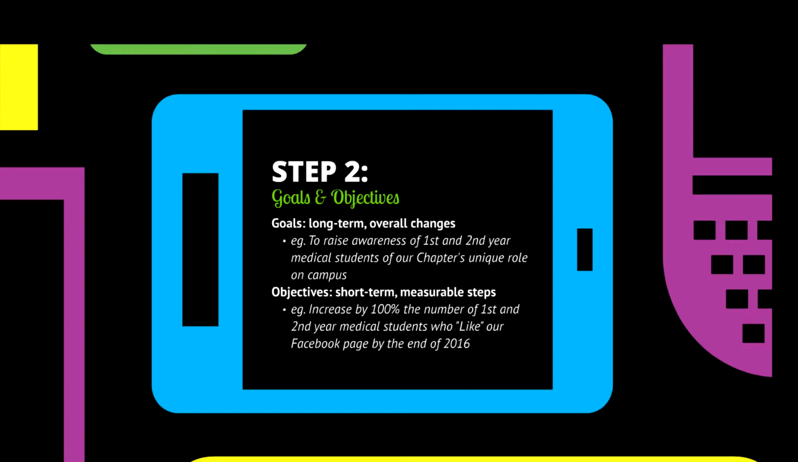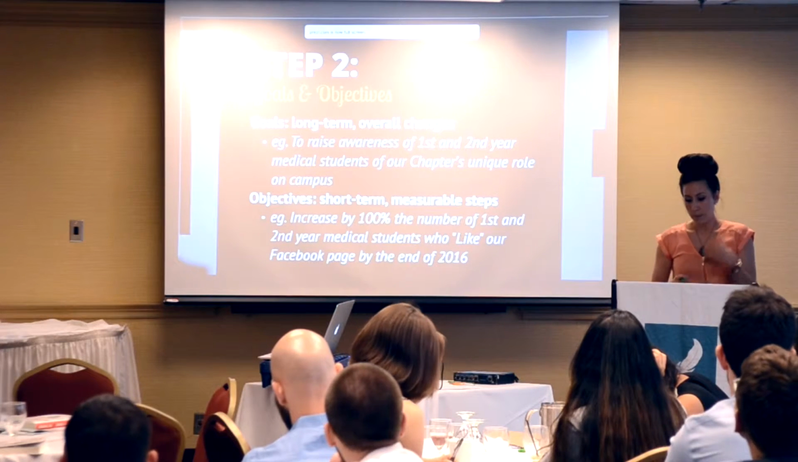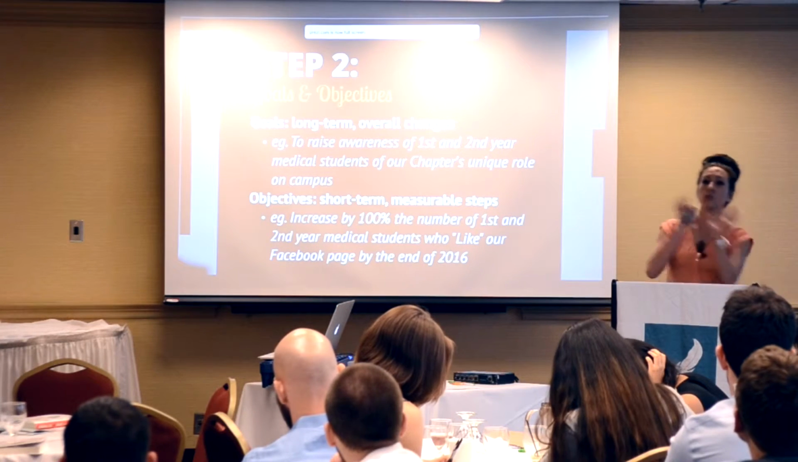The next section of your chapter's communication strategy is where you establish what you're striving to achieve. Defining your goals and objectives will help you figure out the who, what, when, where, and why, and that's what's important. So you're going to want to make sure you have goals and objectives. Goals are more long-term overall changes that you're hoping to cause, whereas your objectives are more short-term, measurable steps that you can take to reach that goal.